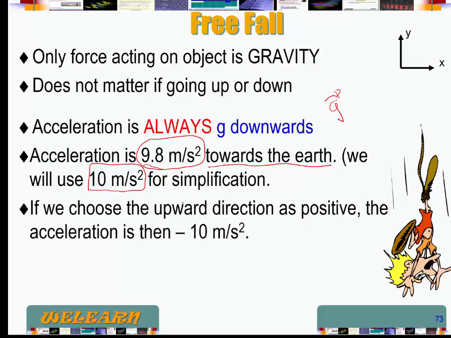If we choose the upward direction as positive, since all motion is along one direction, then our acceleration is minus 10 meters per second squared, since our acceleration is pointing downwards.